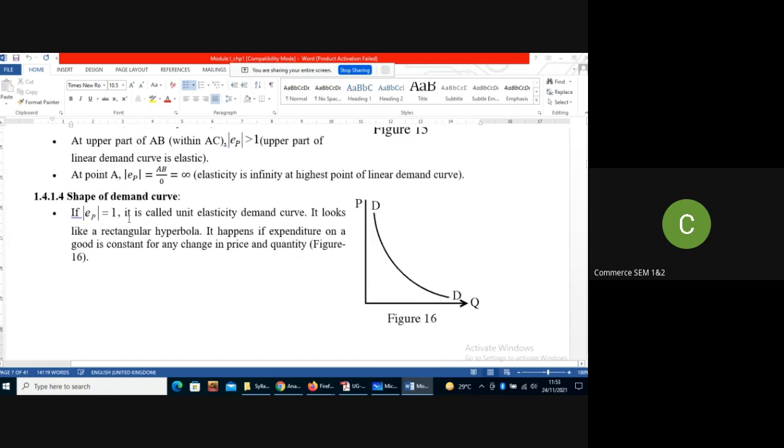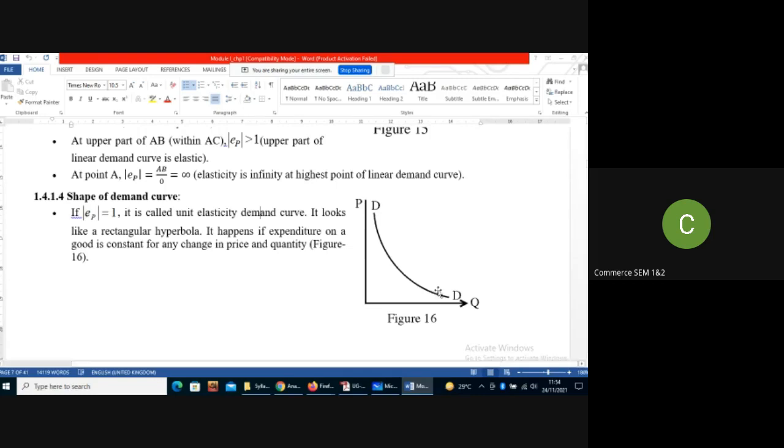Now, shape of the demand curve. There are very few special cases. Say for this, for example, this case. For this demand curve, the absolute value of elasticity of demand is always equal to 1. At this point elasticity will be equal to 1. This point also, and at this point also, the absolute value of elasticity will be equal to 1.